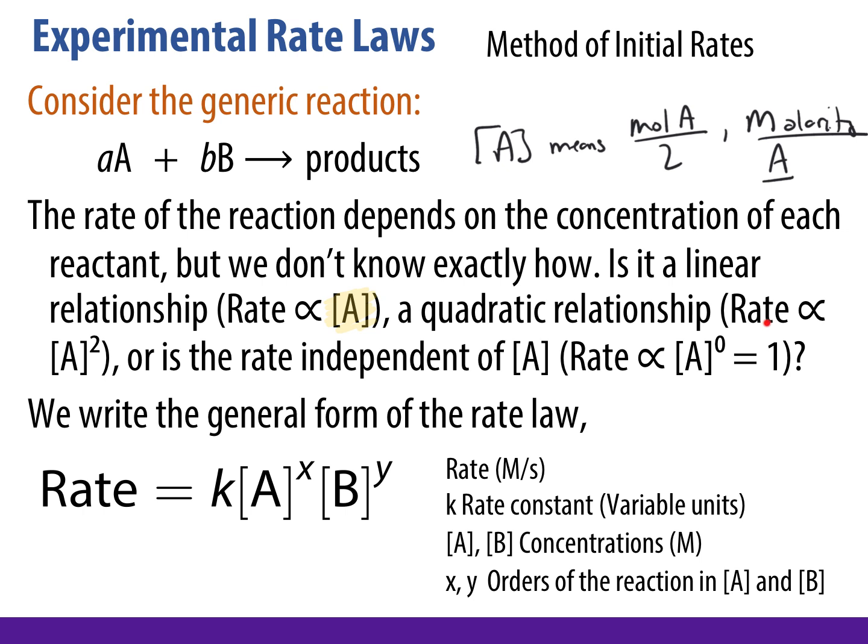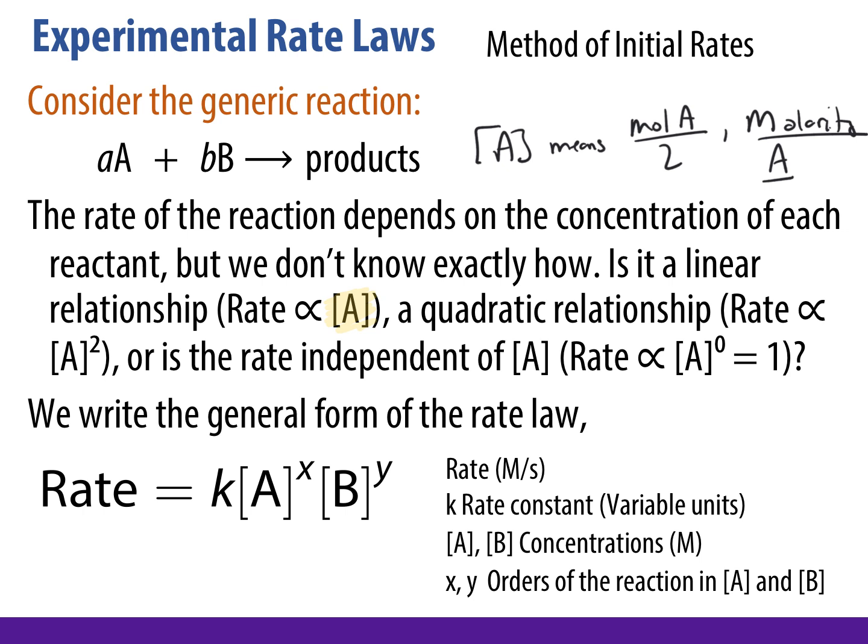For other substances, it might be the case that the rate has a quadratic relationship with concentration. Or for other things, the rate doesn't depend on concentration at all. We see here we've got powers, exponents. So if we want to use an exponent to represent a case where A doesn't affect the rate, we can use a zero power, because remember, anything to the zero is equal to 1.